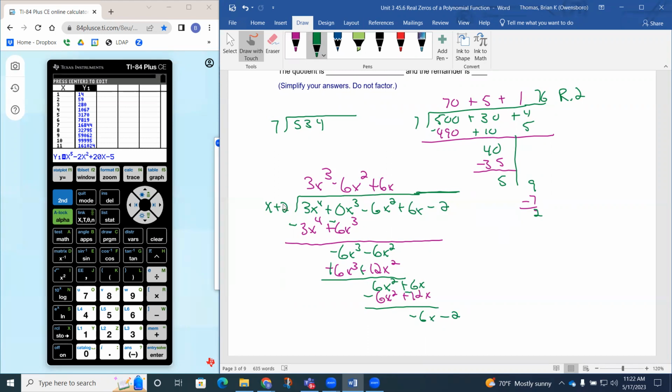So now we ask ourselves, what times x is negative 6x? Well, that would be a negative 6. Negative 6 times x is negative 6x. And then negative 6 times 2 is a negative 12. Then remember, we're subtracting, so these signs have to change. And when we add, we're getting this 10. So our remainder is going to be a 10.